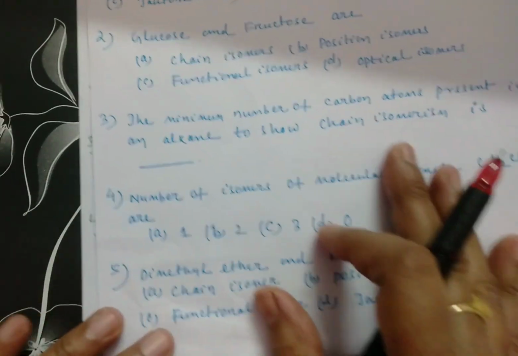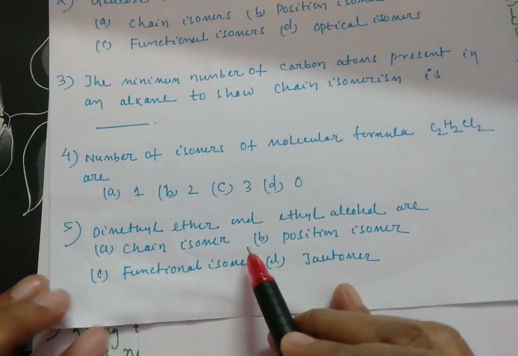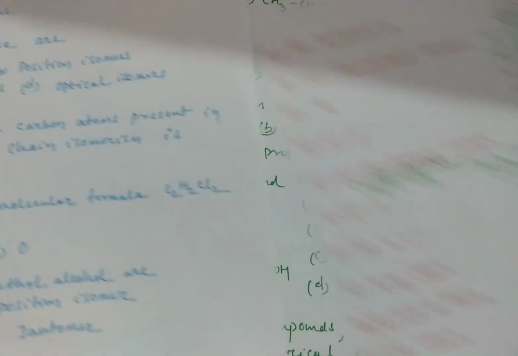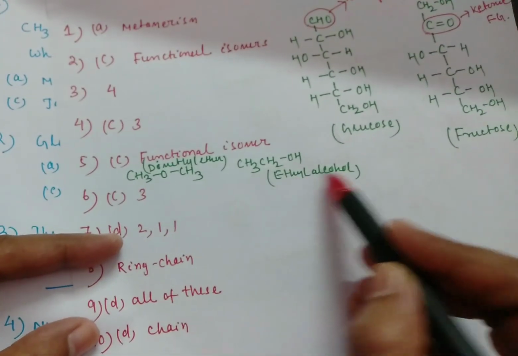Now next is number 5. Dimethyl ether and ethyl alcohol are dash isomers. First of all, we'll write the compound dimethyl ether. See here, this is your dimethyl ether. This is your ethyl alcohol.